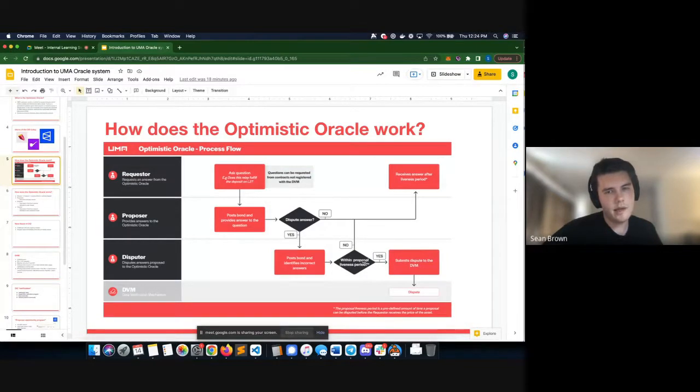And then once that dispute is filed, that thing goes to our DVM. And we have a voting cycle like we're having now, where the proposer and the disputer and everybody else in the UMA system or elsewhere can discuss and also independently calculate what they think the answer should have been, and then try to arrive at a conclusion and vote on what that conclusion should be.